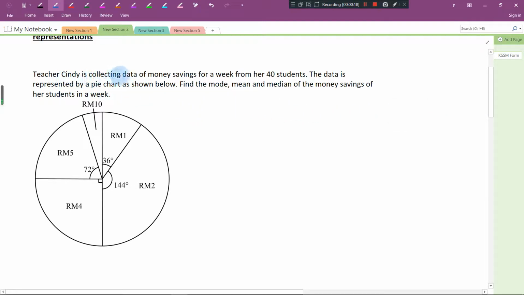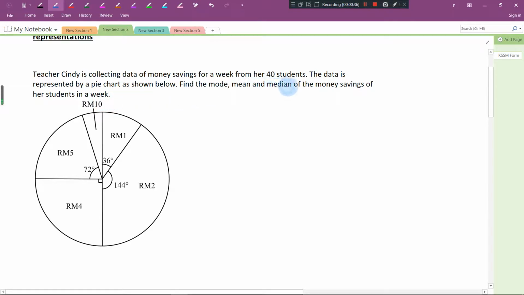Teacher Cindy is collecting data of money saving for a week from her 40 students. This is the total frequency, 40 students. The data is represented by a pie chart as shown below. Find the mode, mean and median of the money saving of her students in a week.